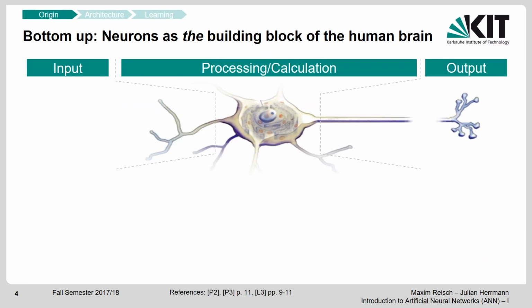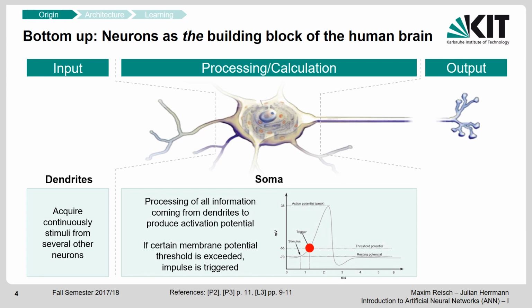So let's start where the artificial neural network had its origin, the human brain. The smallest logical unit of a neural network is a neuron. The neuron can be split up in three parts: an input, a processing and calculation, and an output part. The input part is called dendrites and acquires continuously stimuli from other neurons of the environment. The core, where the processing happens, is called soma.